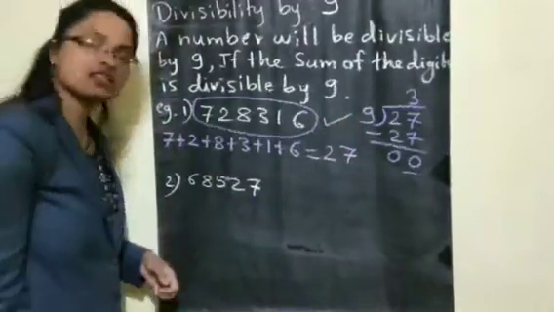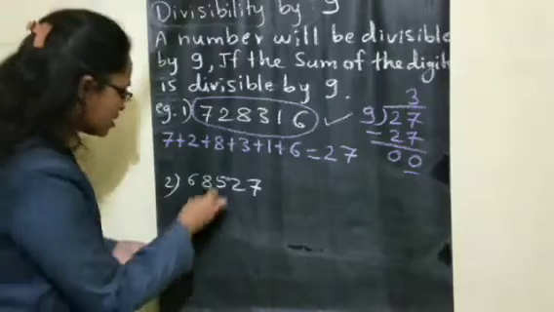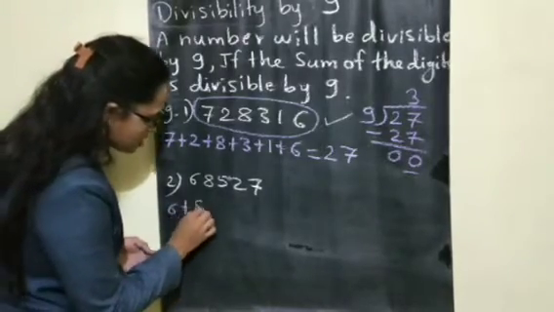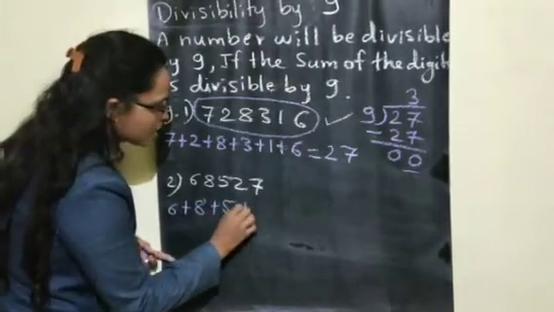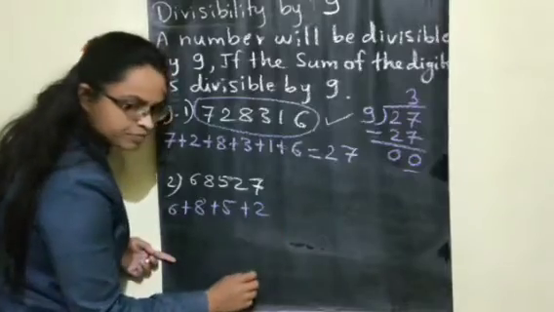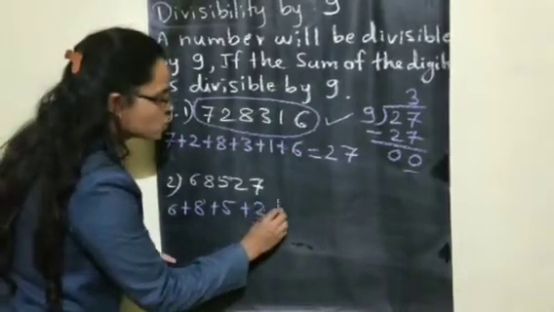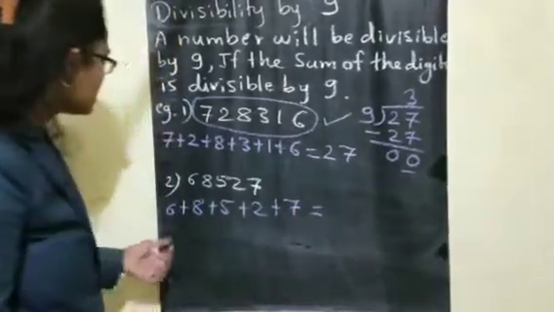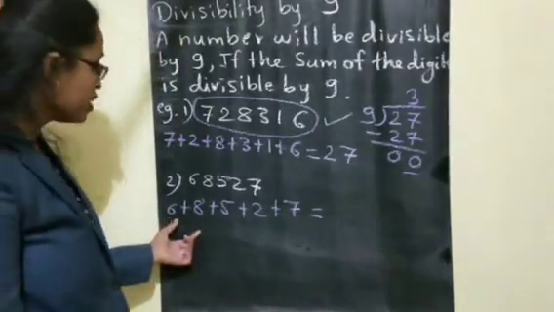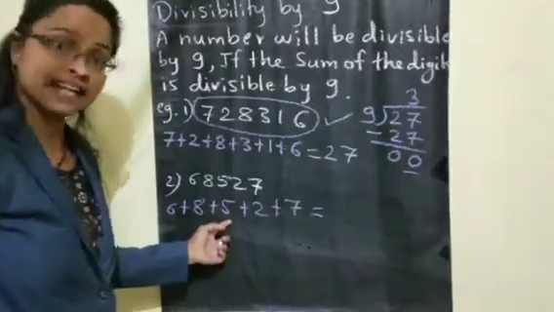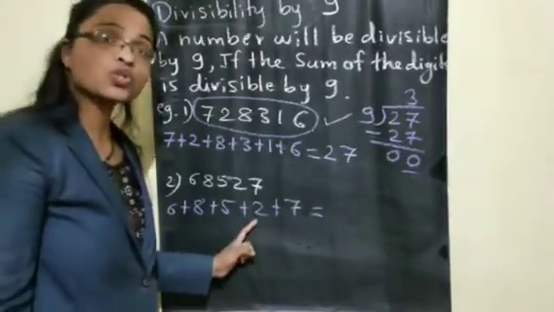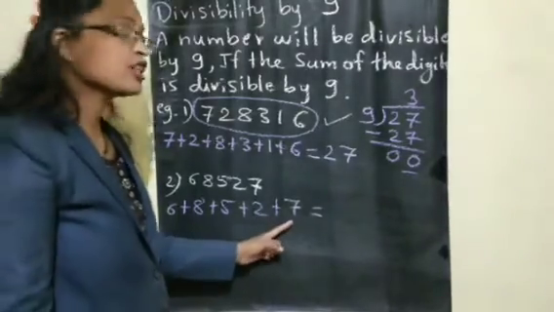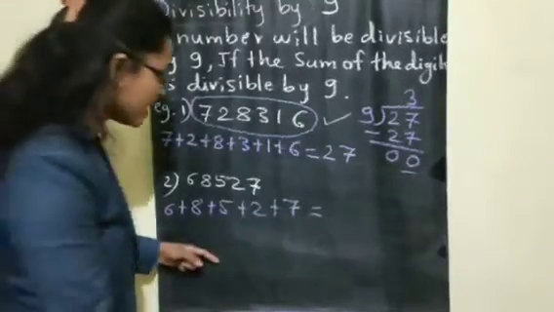Let us take the next example and check. Here 6 plus 8 plus 5 plus 2 plus 7. Now let us do the addition and check. 6 plus 8, 14. 14 plus 5, 19. 19 plus 2, 21. 21 plus 7, 28.